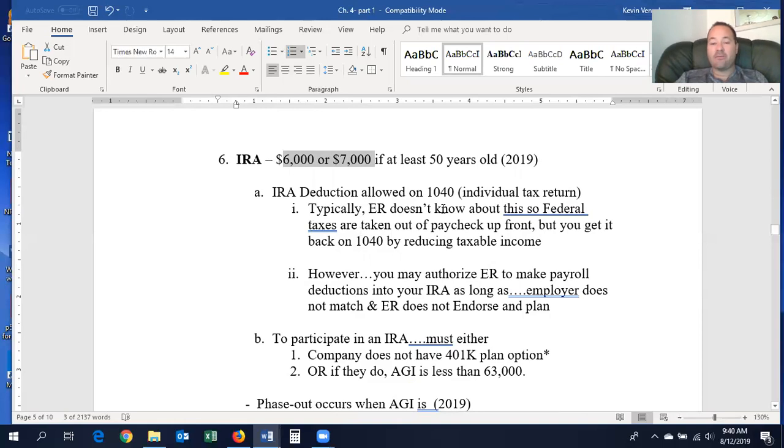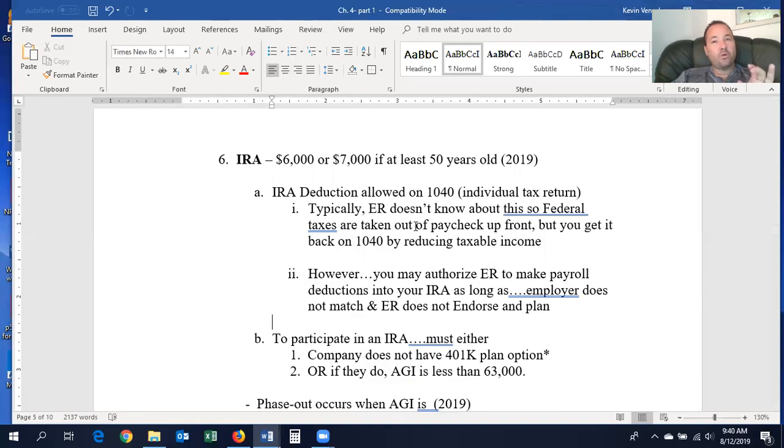Note, it doesn't take off on your FICA taxes, and that's the same for the 401k. Remember, for the 401k, your FICA taxes don't get lowered, but your federal income does get lowered, and we're going to see that as we do some examples here in just a few minutes.